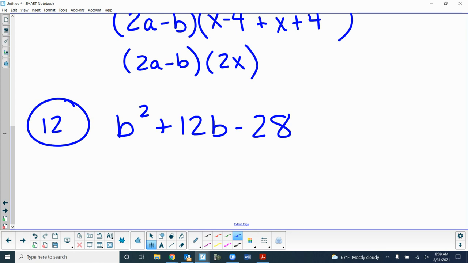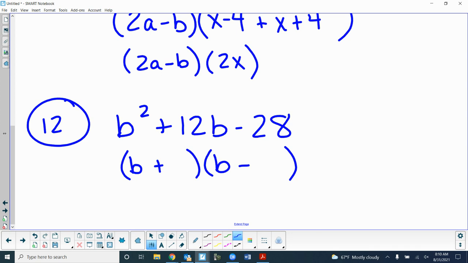What's A? 1. 12 for B, negative 28 for C. These are the easy ones because A is 1, right? Right away, I can do 2 sets of parentheses. Only 2 factors of B squared are B and B, right? B times B. What did I tell you yesterday if C was negative? 1 positive, 1 negative, right, Dylan?